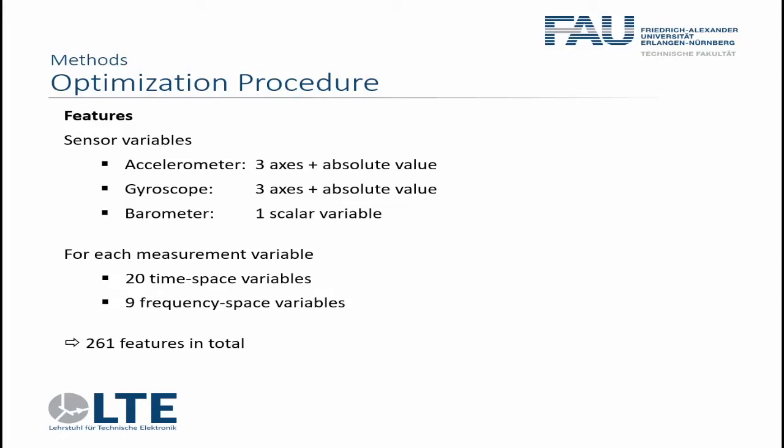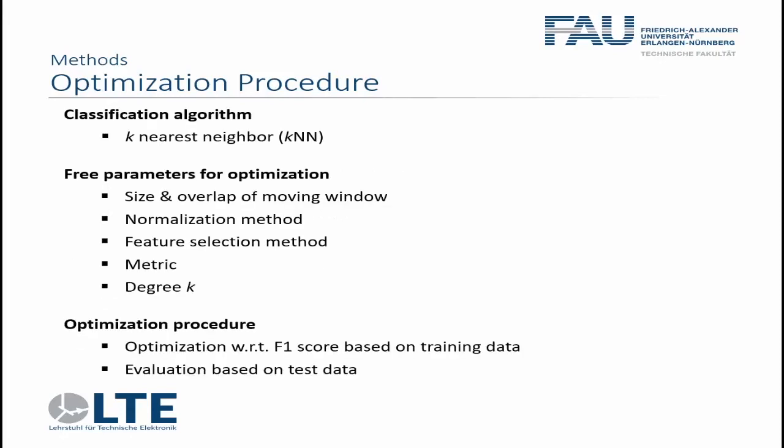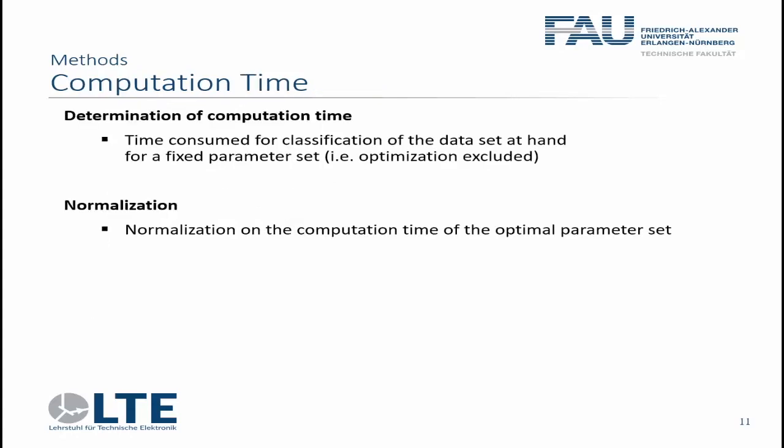So in total, we get 261 features, and these are provided to the optimization procedure, where we used the k-nearest neighbor and had several hyperparameters for optimization. So the setup for the moving window that we applied, normalization of the data, different feature selection methods, and for the k-nearest neighbors approach, different possibilities concerning the metric and the degree. We did the standard approach, optimizing with respect to the F1 score on the training data, and then evaluated the whole thing with the test data that we recorded.